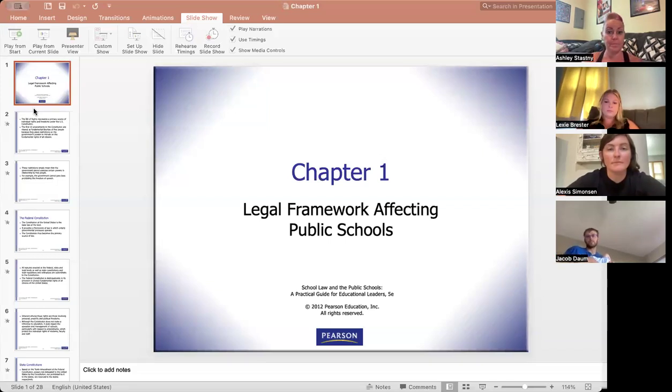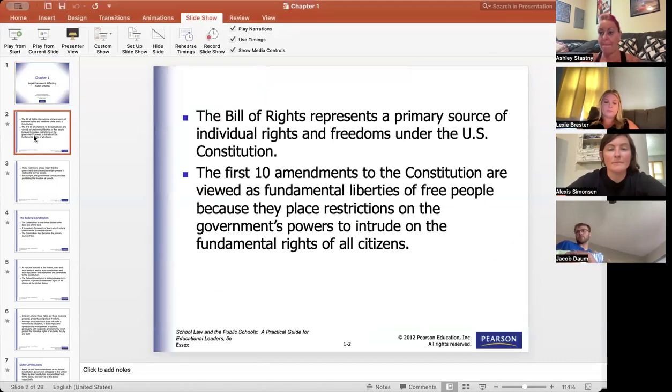Start with chapter one, a legal framework for affecting public schools. So starting it off, the Bill of Rights represents a primary source of individual rights and freedoms under the United States Constitution, and the first 10 amendments to the Constitution are viewed as the fundamental liberties of free people because they place restrictions on the government's power to intrude on our fundamental rights.